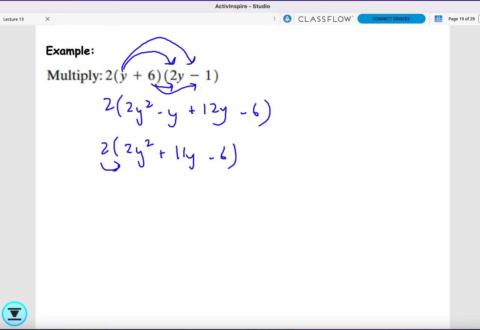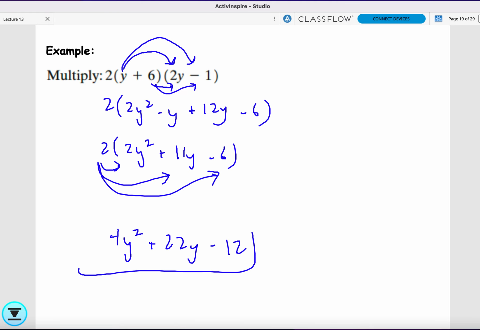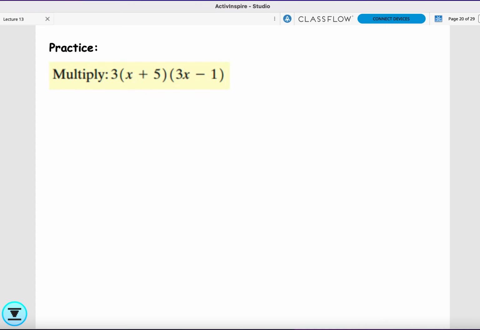Now we're going to distribute this 2 to all these terms. So then we get 4y squared plus 22y minus 12, and we are done. So we have to FOIL, distribute, and then we're done. Go ahead and try that out here in this practice problem. FOIL first, pause it.